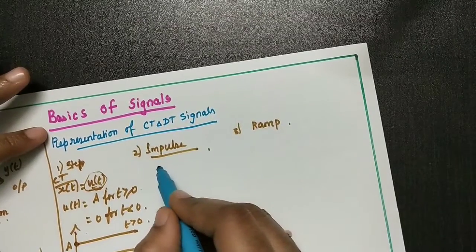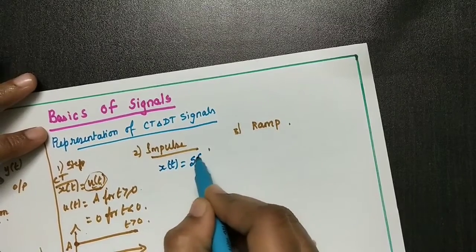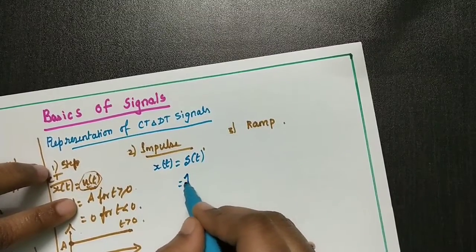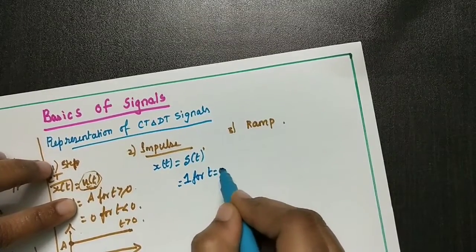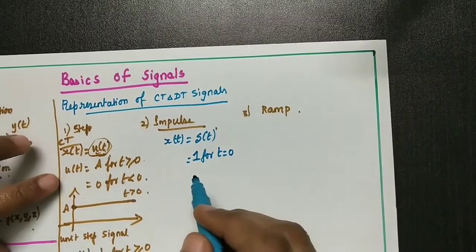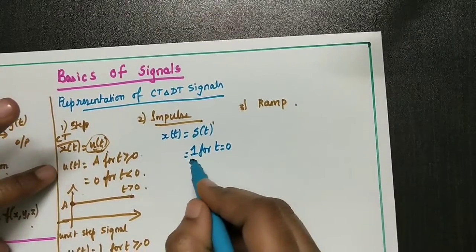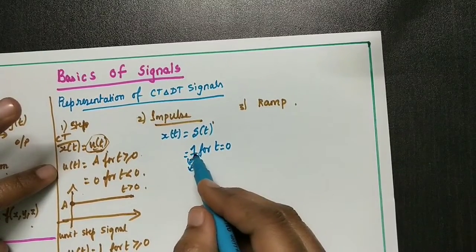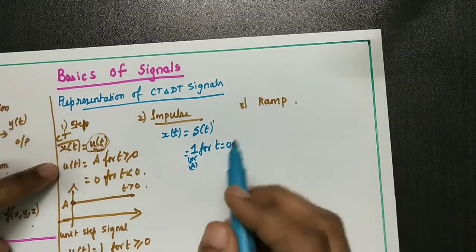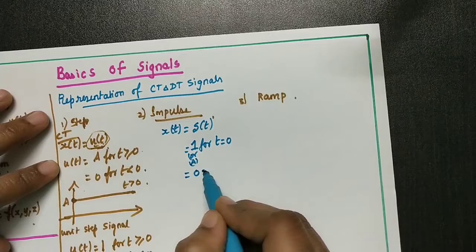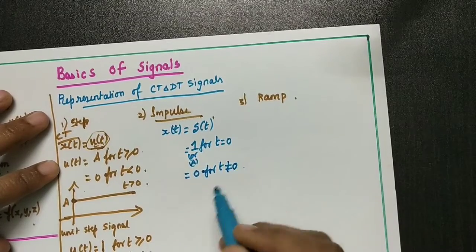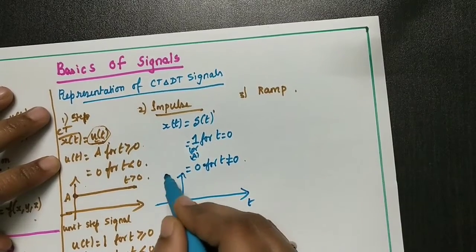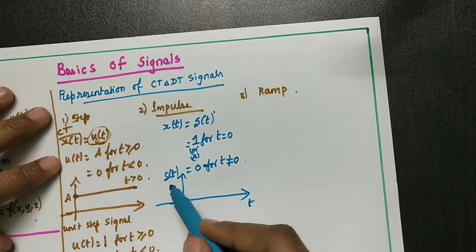So what is the representation of impulse signal? x of t equal to del of t, that is equal to 1 for t equal to 0. At the origin only the value is equal to 1 or a. A normal impulse means it can be represented as a. A unit impulse signal means the value will be equal to 1, and equal to 0 for t not equal to 0. So the representation is, this is the 0 time index, del of t with respect to t, the unit impulse signal.